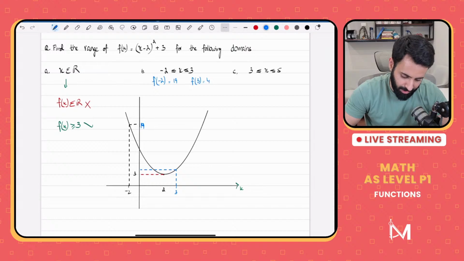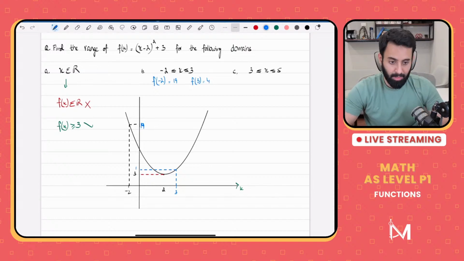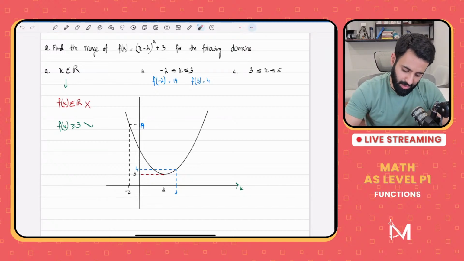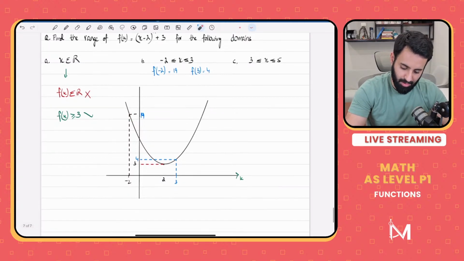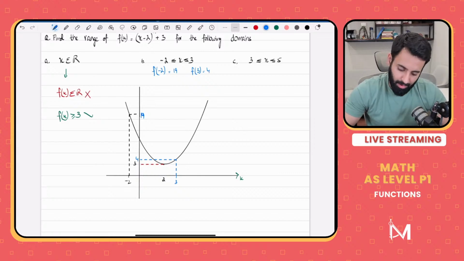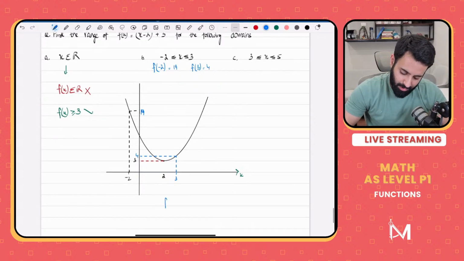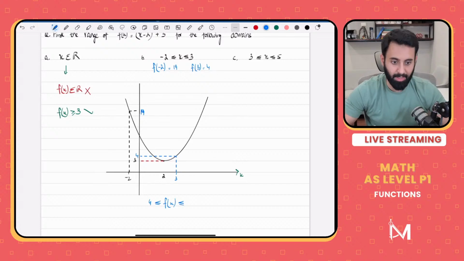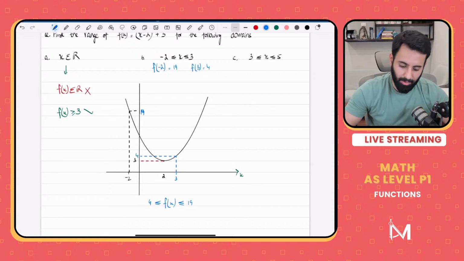I know it's getting a little messy, but I hope you guys are following. So can I say the range is from 19 to 4? Sorry, can I say that? Let's see. Can I say that f of x is greater than or equal to 4, lesser than or equal to 19? Can I say that? No, we cannot. Why can we not say that?